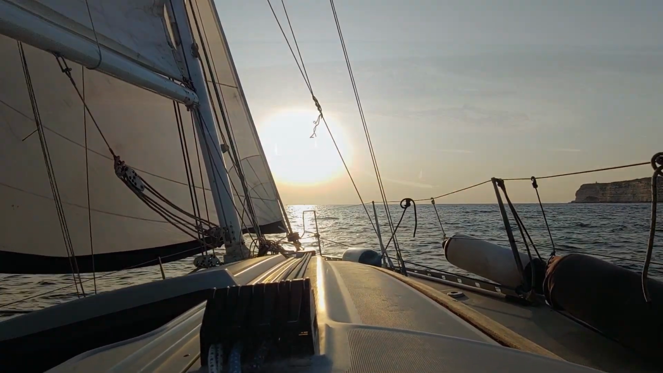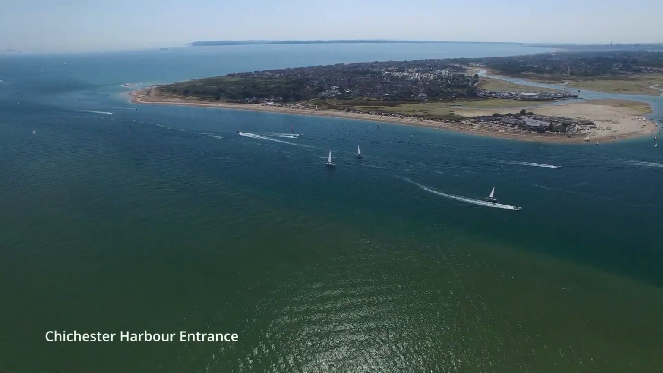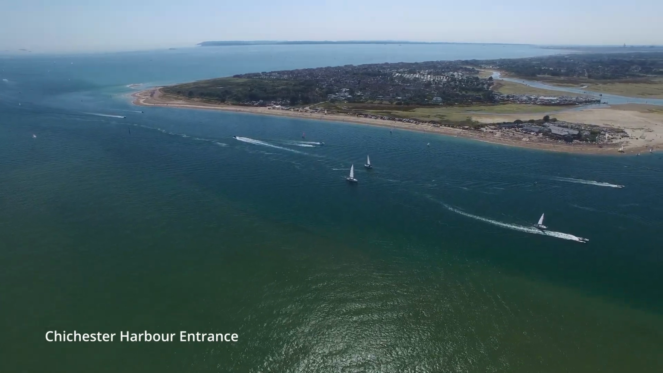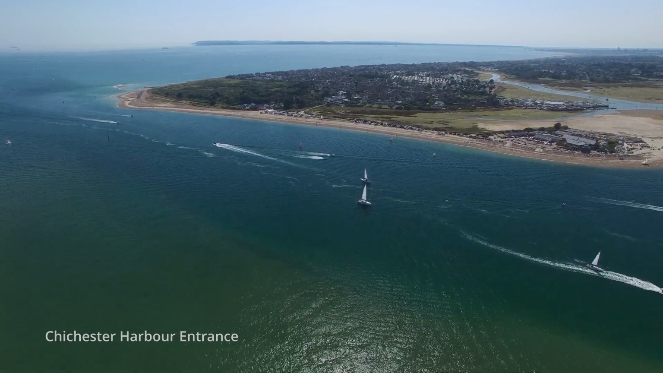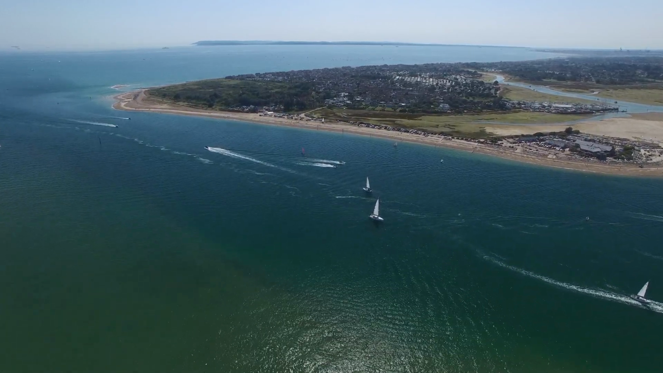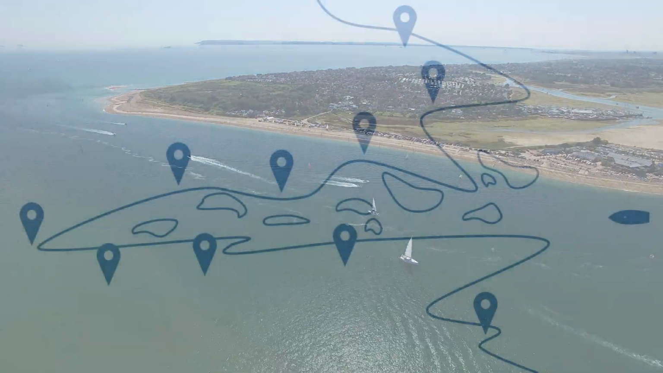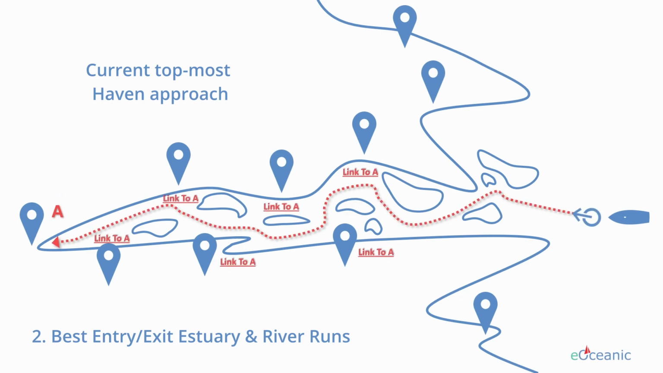The second type of route you will soon see appearing are best entry-exit estuary and river runs. We will soon be rolling these out to locations that contain multiple havens within sizable bodies of water, such as rivers, lochs, or estuaries that have free connections to the open sea. This will replace the current approach, which is to select the topmost haven and link all the locations along the way to that to save unnecessary repetition of navigational detail.